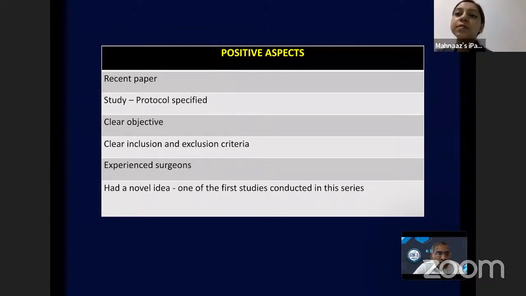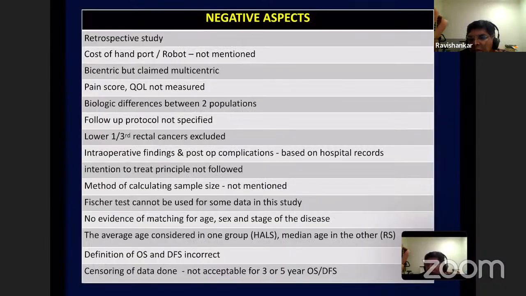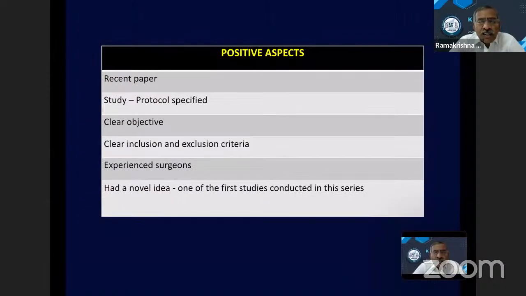The positive aspects we found in this study until now were that it was a recent paper, and the study protocol was specified. There was a clear objective and clear inclusion and exclusion criteria. It was conducted by experienced surgeons, and it had a novel idea. It was one of the first studies of its kind. Any comments from the audience regarding this, sir?